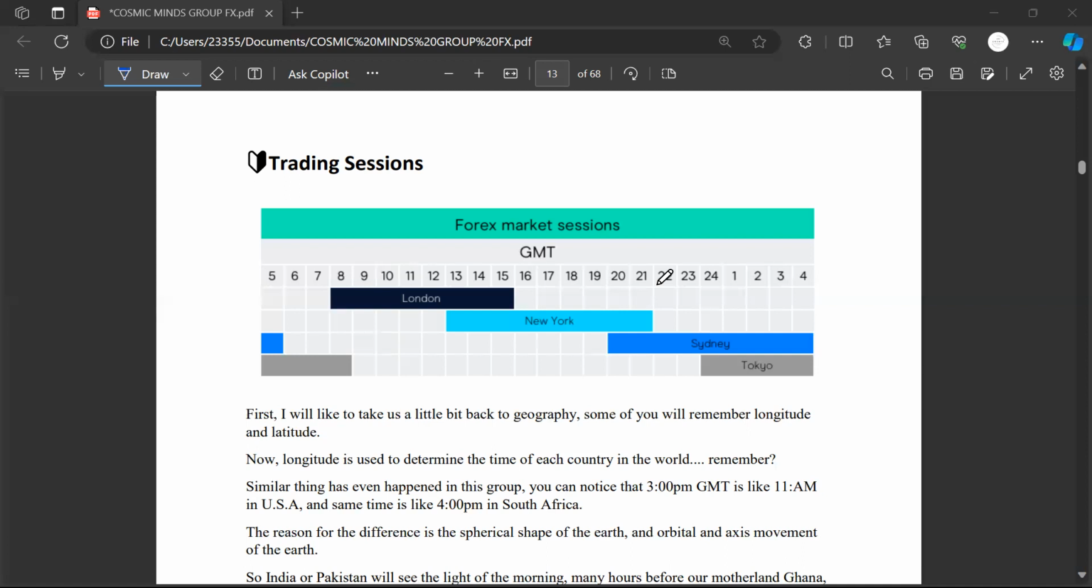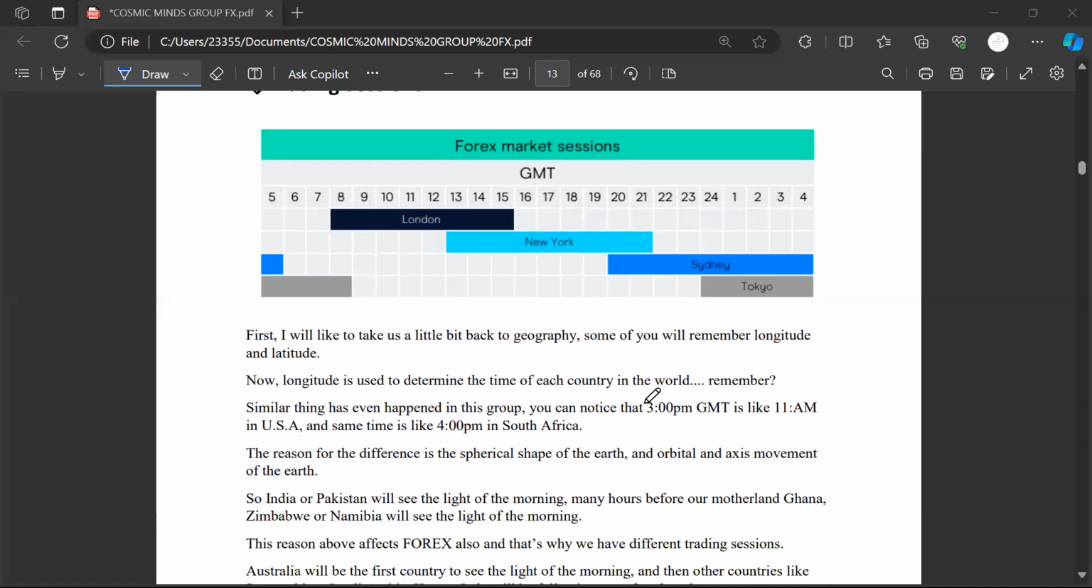First, I would like to take us a little bit back to geography. Some of you remember longitude and latitude. I think not all of us are geography students, but at least you know what time is. Longitude is what is used to determine the time of each country in the world.